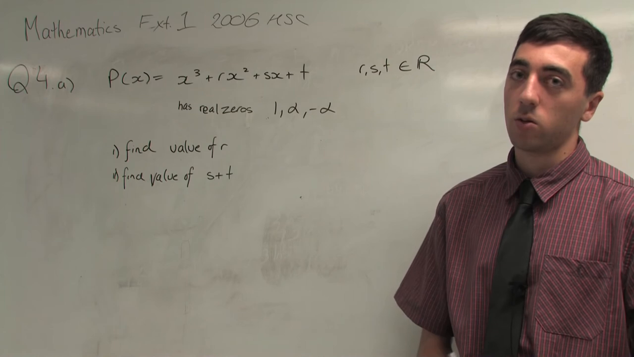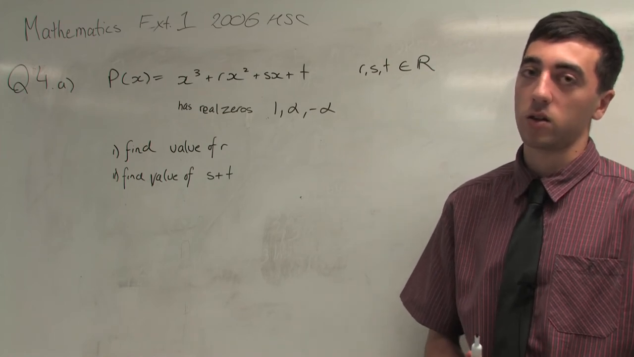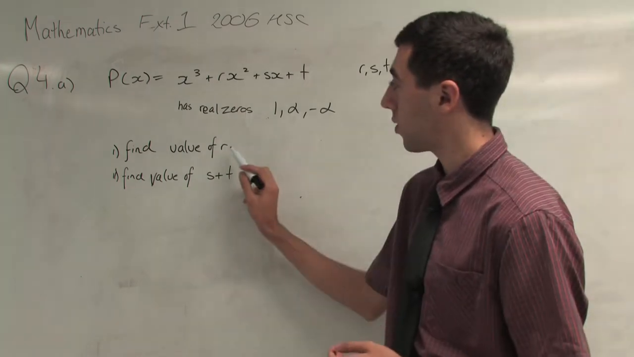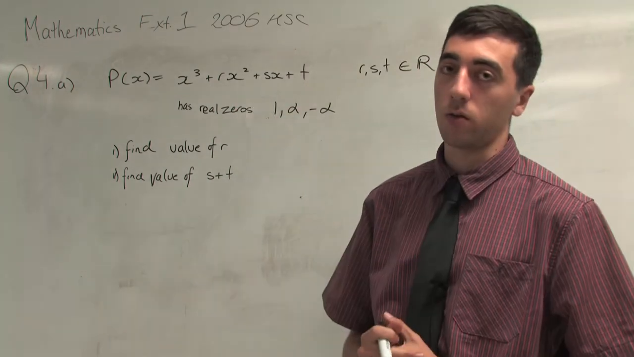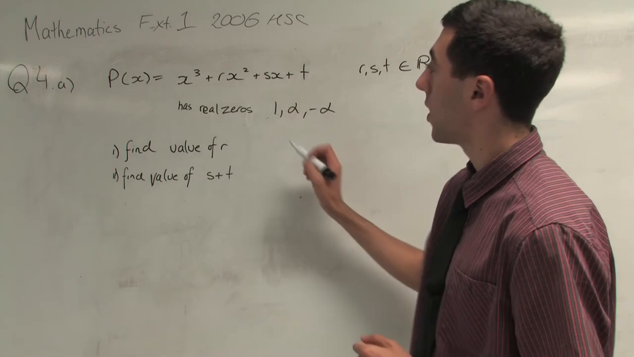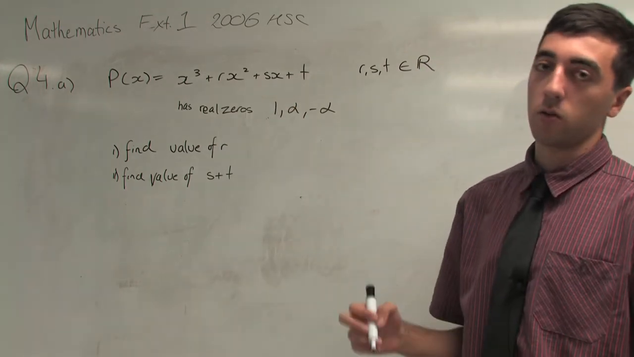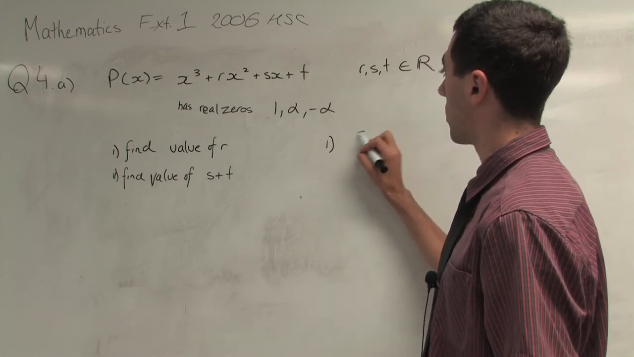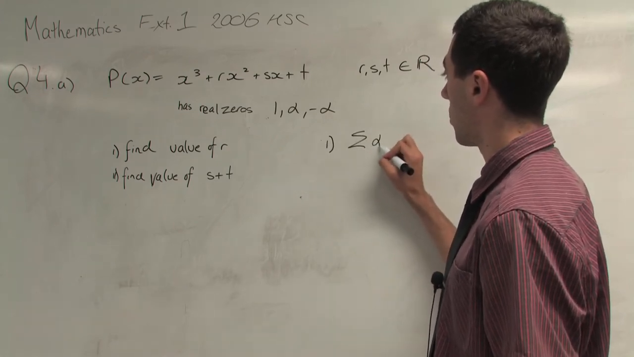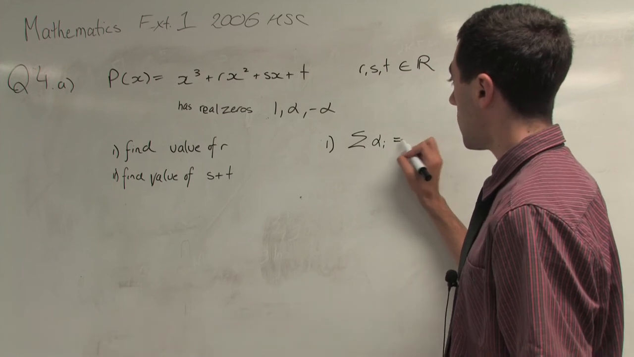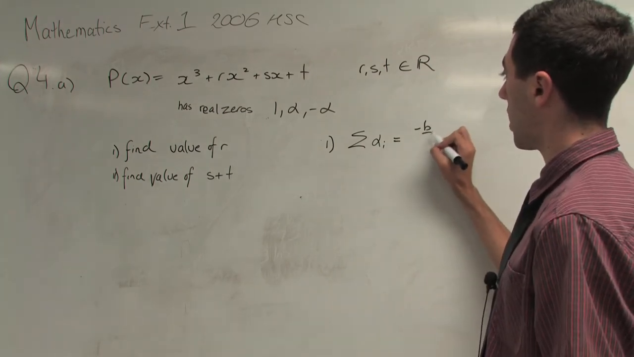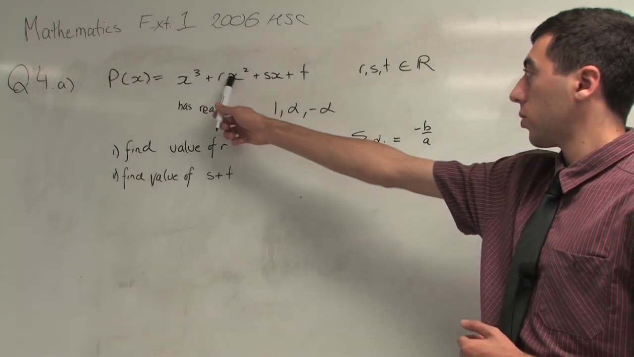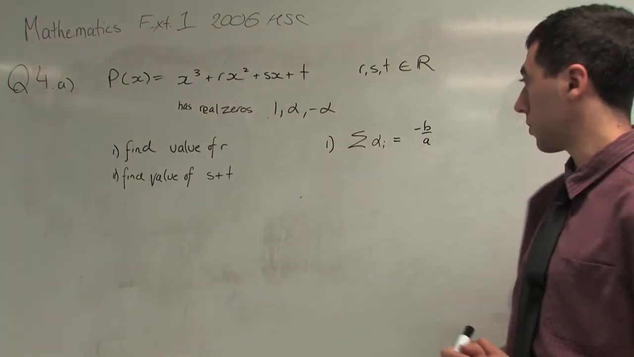When you think of polynomials at the 3-unit level, you should normally think of the sum of the roots and the product of the roots, and that's pretty much it, okay? Since r is the coefficient of x squared, I think we should consider the sum of the roots one at a time. For part I, we know that the sum of the roots, which we'll call the sum of alpha i, is given by minus b over a, where b and a are the coefficients of x squared and x cubed respectively, okay?